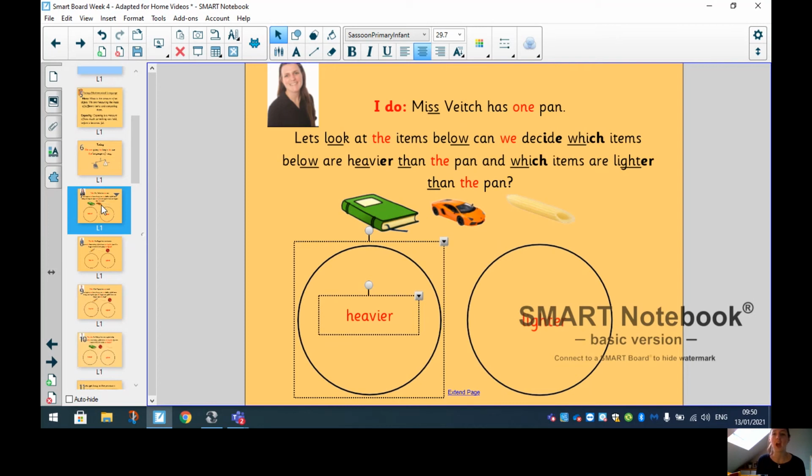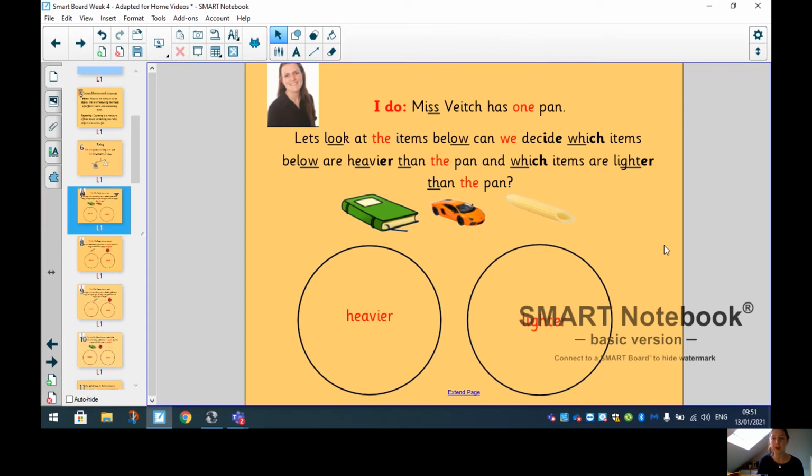So this is Miss Beach, and Miss Beach has one pan. Let's look at the items below. Can we decide which items below are heavier than the pan and which items are lighter than the pan? Okay, so think about a pan's weight, how much that pan would weigh.